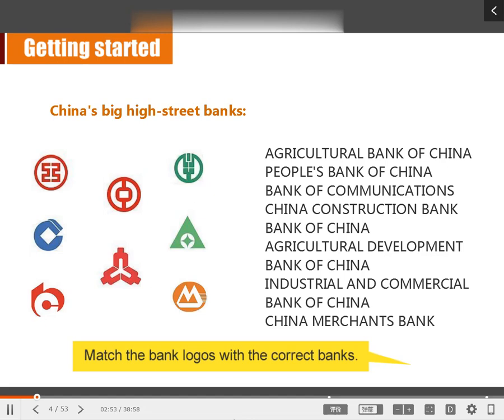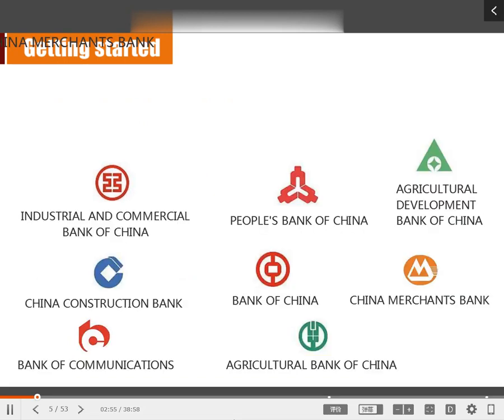Okay then, let's check your answers. Now, let's take a look at them together. Now, the first one is called Industrial and Commercial Bank of China. The second, People's Bank of China. The third, Agricultural Development Bank of China. The fourth, China Construction Bank. Next, Bank of China. Next, China Merchants Bank. Next, Bank of Communications. And the last one, Agricultural Bank of China. Okay, so guys, have you gotten them all correct?